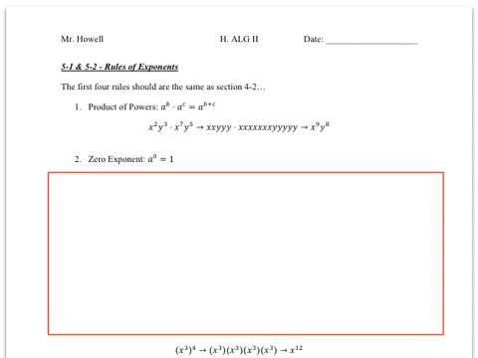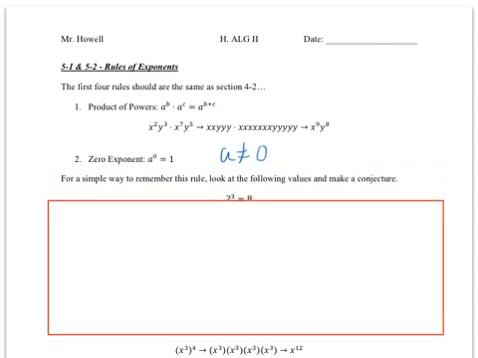Second rule is the zero exponent rule. Remember, the zero exponent rule tells us any real number to the zero is 1. And again, remember that a, in this case, cannot equal 0, because you'll learn in pre-calculus and calculus that 0 to the 0 is called indeterminate.